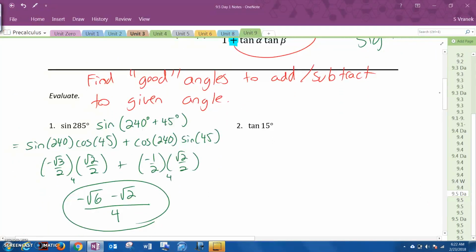Again, I have to figure out a way to get 15. You always want to try to use 45 when there's a 5. So, I could have done 45 minus 30. I could do 60 minus 45. It doesn't matter. That's the great thing about this. As long as it adds up to the correct angle, you're good.